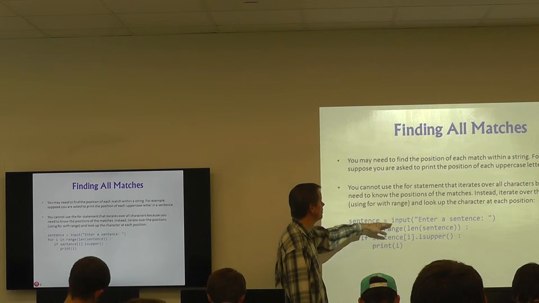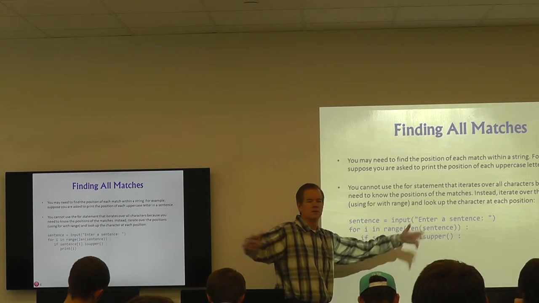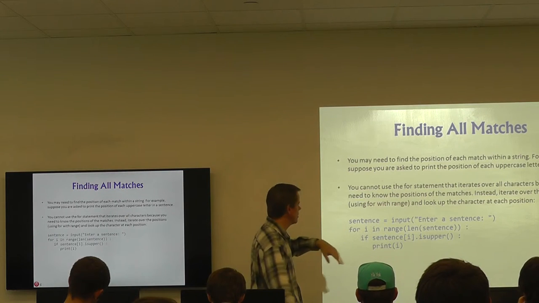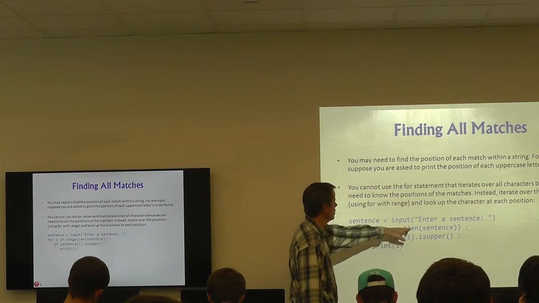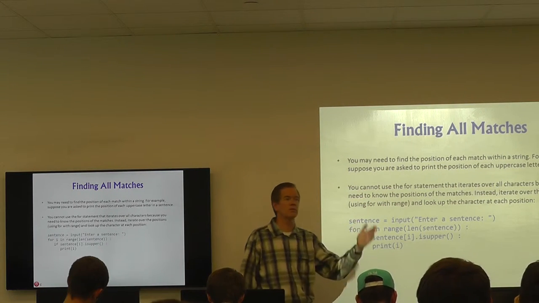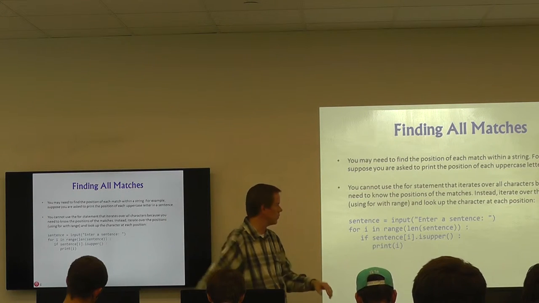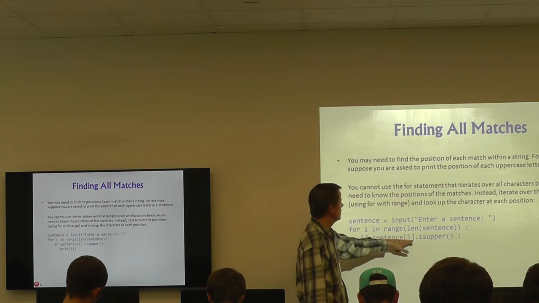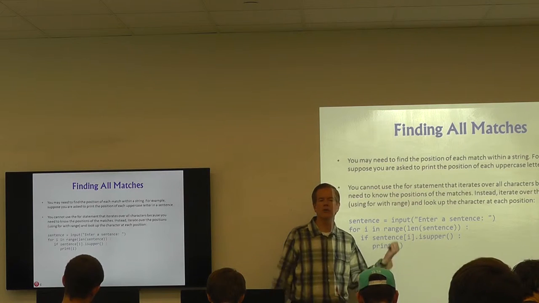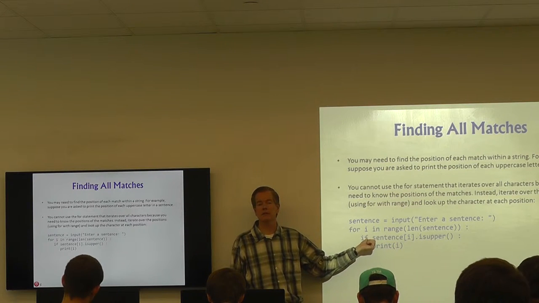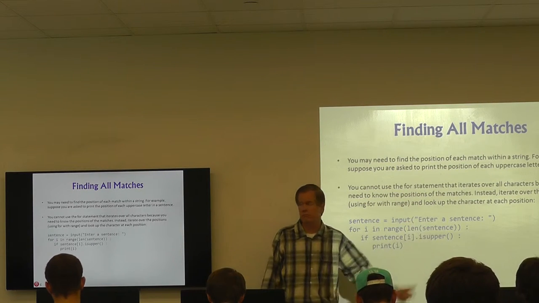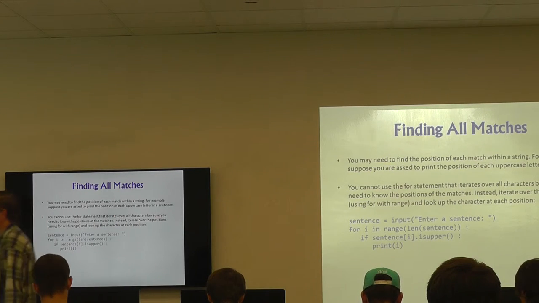So sentence equals input, enter a sentence. So: the quick brown fox ran over the lazy dog. For i in range of length of sentence, which will go from zero up to length of sentence minus one, if sentence[i] is upper, print i. So what we're doing here is finding all the capital letters in whatever the user typed in. That's so cool. Let's take a look at the code and see what we can do on that.